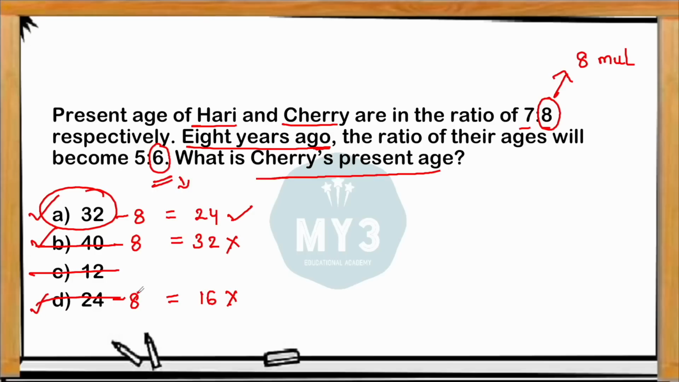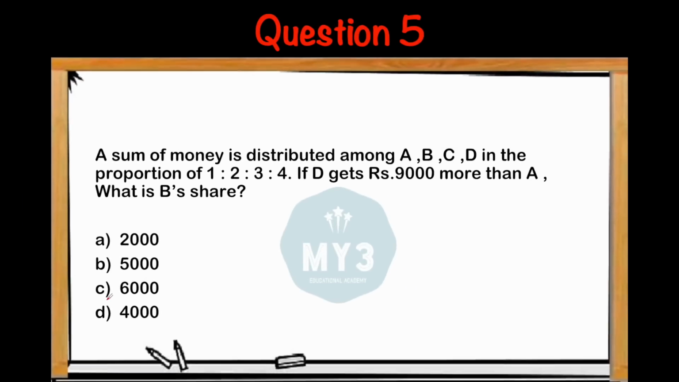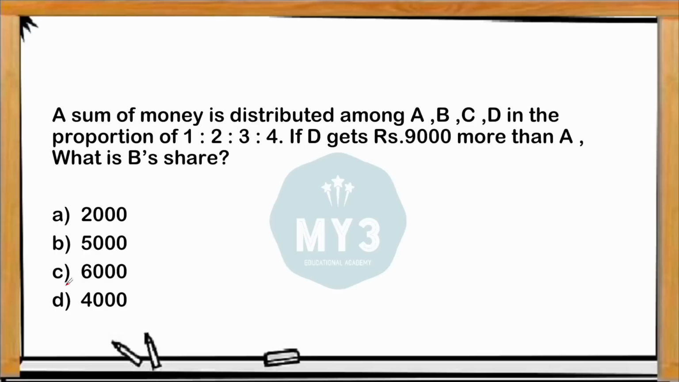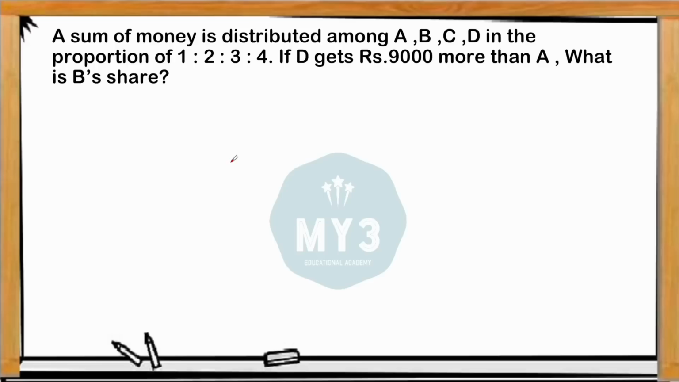Moving forward to the last question. A sum of money is distributed among A, B, C, D in the proportion of 1 is to 2 is to 3 is to 4. If D gets 9,000 more than A, what is the share of B is the question. So basically it's a question using parts method. So we have a ratio between A, B, C, D. What is the ratio? A is to B is to C is to D is clearly given as 1 is to 2 is to 3 is to 4.